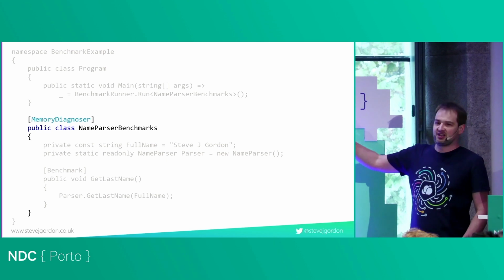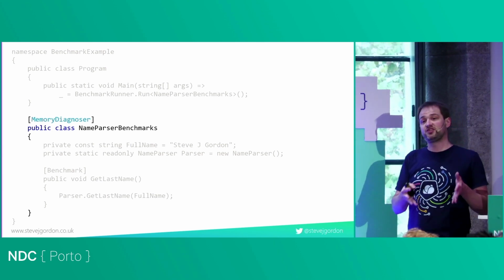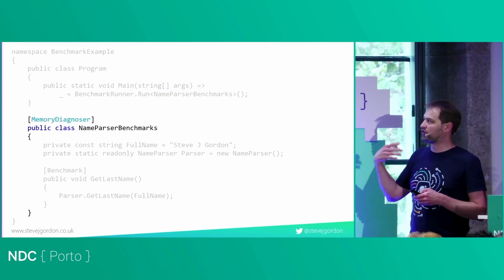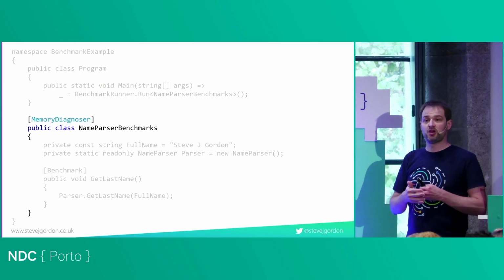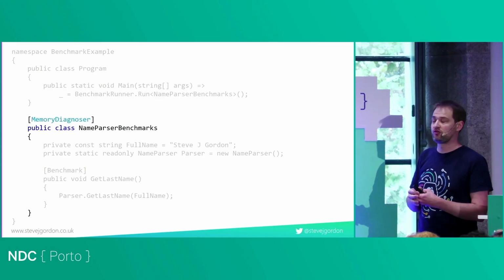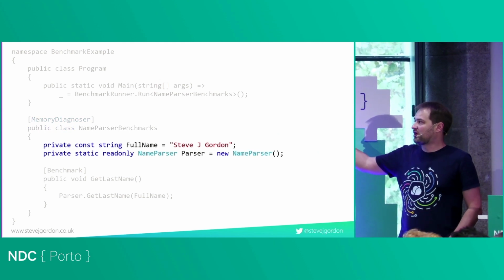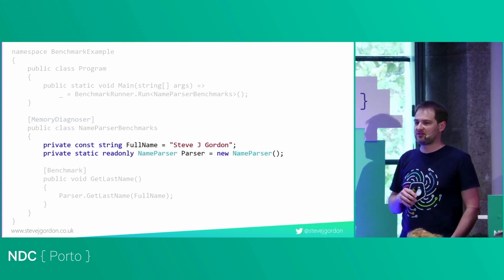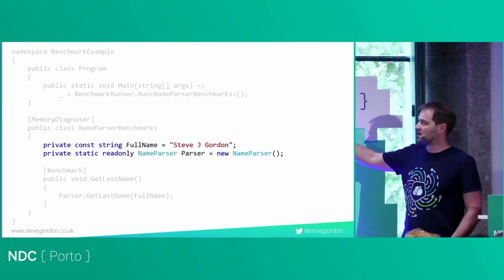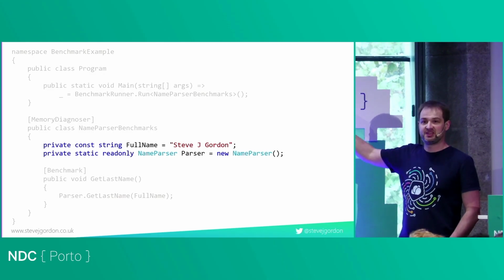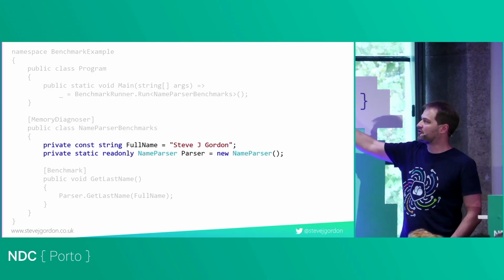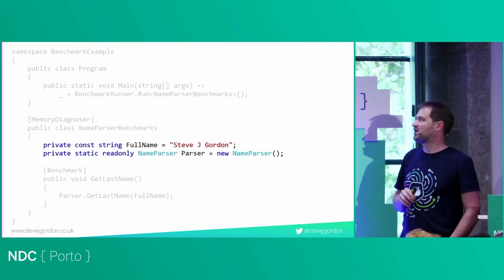And what I've added here is that memory diagnoser attribute, which allows us to say that in addition to execution time measurements, we want to do a run that measures the allocation overhead of this code as well. I have a little bit of setup code here. So these are set up as constant or static pieces of data. They're not things that I'm actually measuring as part of my benchmark, but they're things I need to do the benchmark. So I need some input data, and I need an instance of a name parser.